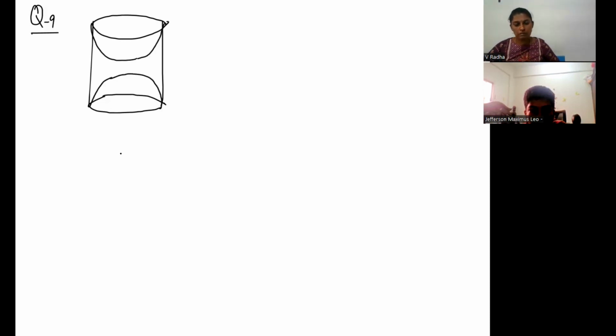Question 9. From a cylindrical portion, on the top and bottom, two hemispherical portions are scooped out. The height of the cylinder is 10 centimeters, and the base radius is 3.5. The radius is equal to 3.5 centimeters. A hemisphere is scooped from each end of the solid, so this is also 3.5. Okay, so now write the measurements.